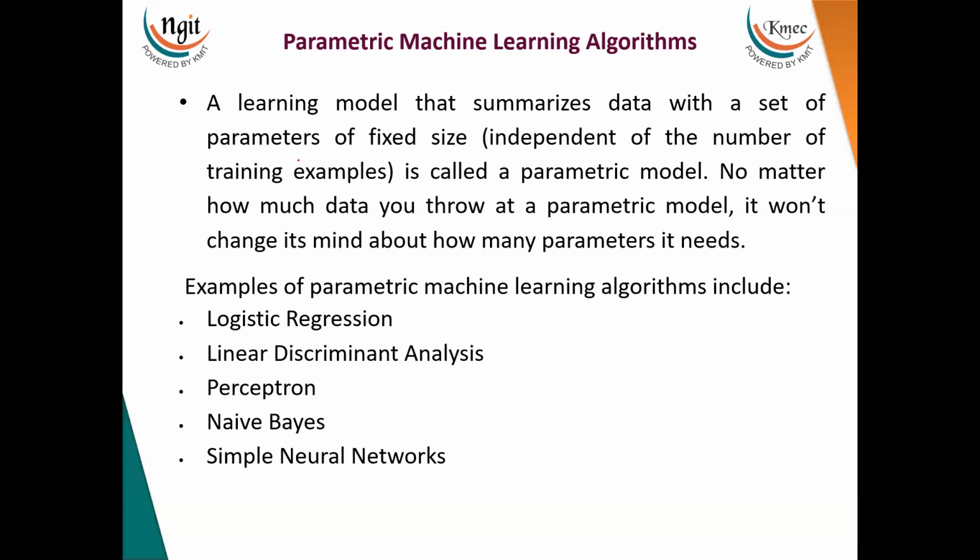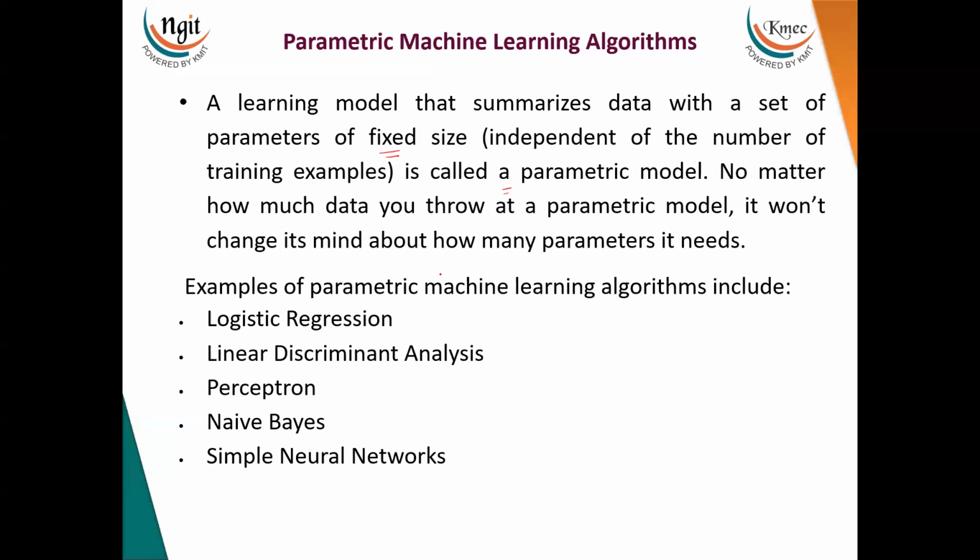Generally, these machine learning algorithms are divided into two types. One is parametric machine learning, and the other is non-parametric machine learning. A learning model that summarizes data with a set of parameters of fixed size, independent of the number of training examples, is called a parametric model. It doesn't matter how much data we throw at a parametric model, it won't change its mind about how many parameters it needs. That is what we call parametric machine learning.